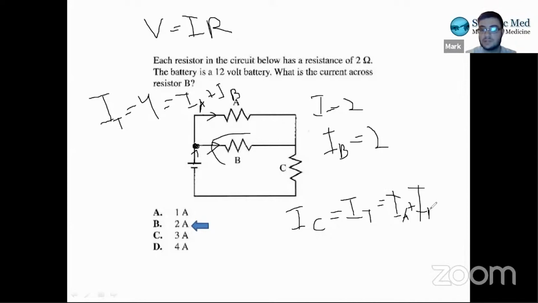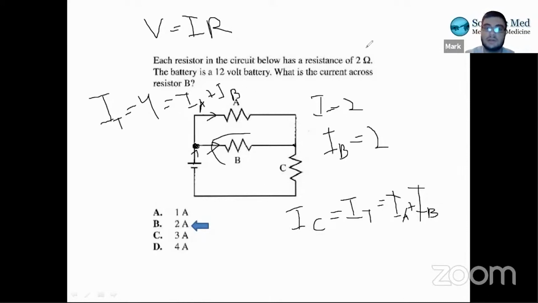Yes, whoever said that is correct. That's because this node splits into these two paths, but right here it then reconverges. So two paths go into one path, and 2 plus 2 equals 4. So yes, current across C would be 4. So the current I total equals 4.